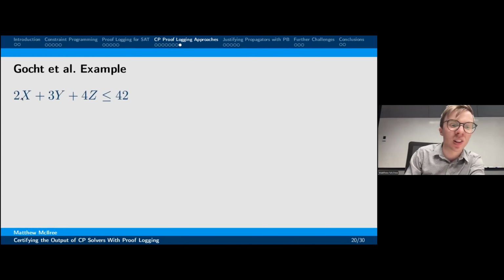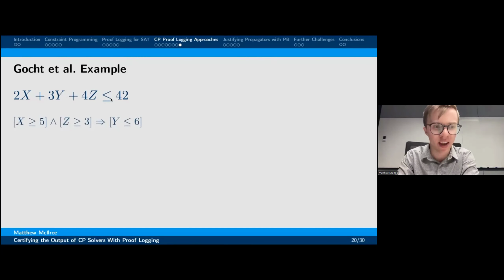So imagine we have a linear constraint, 2x plus 3y plus 4z is less than or equal to 42. The explanation for this constraint, if we propagated something due to, say, x being greater than or equal to 5 and z being greater than or equal to 3, and understood then that y is less than or equal to 6, would look something like this. And you can verify just by looking at the bounds here. If x is greater than or equal to 5, then the contribution of this first term is 10, and the contribution of this third term is 12. So we've got 22 overall here, which means we've only got 20 left to play with, which means that y certainly can't be 7, otherwise that would give a contribution of 21.